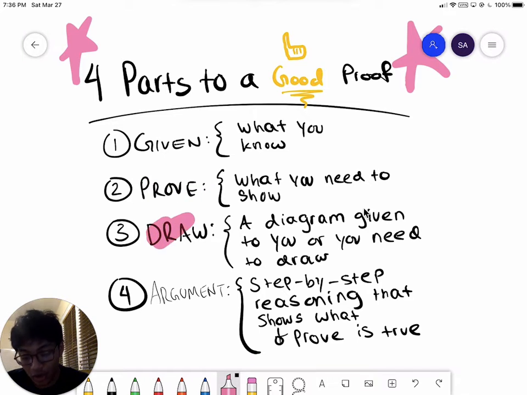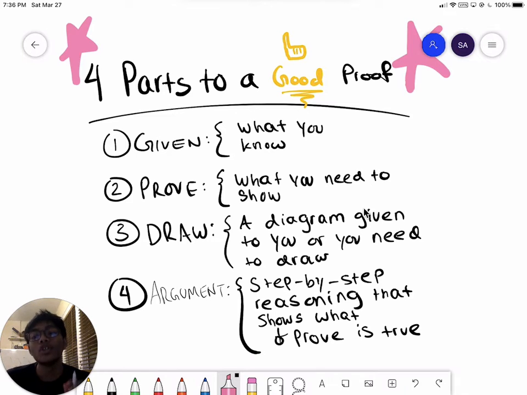Next up is you have to draw something. Usually geometry problems will give you a diagram, but sometimes you have to draw your own diagram. So that's part 3. And the final part to a good proof is your argument. And maybe that's the most important part. The argument is where you make your case.